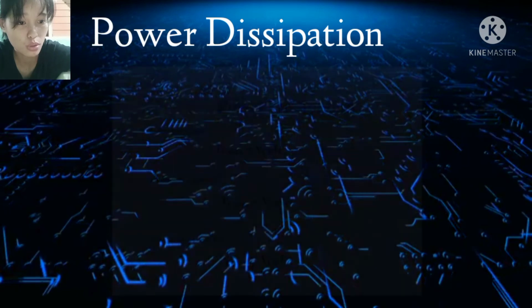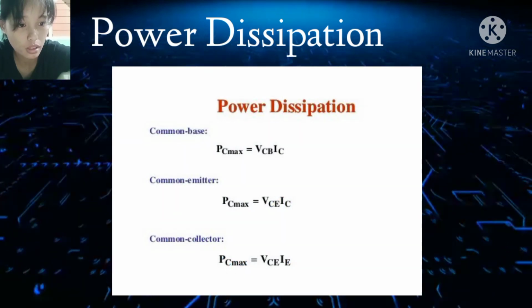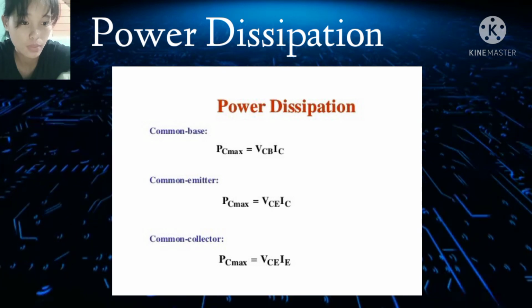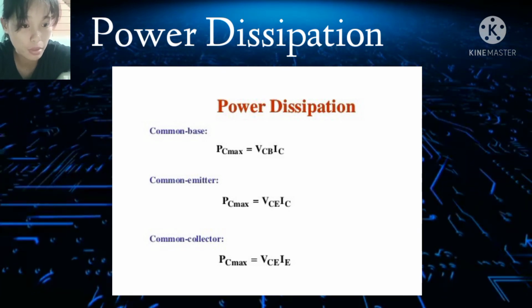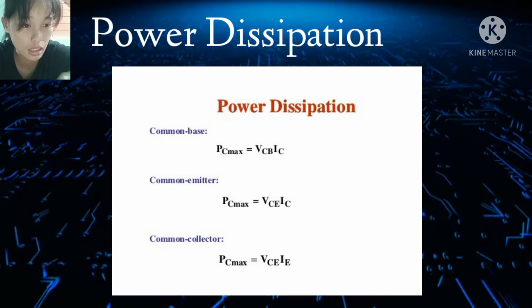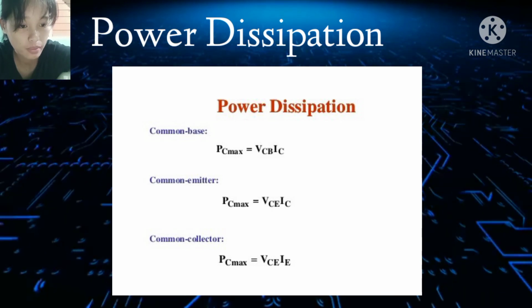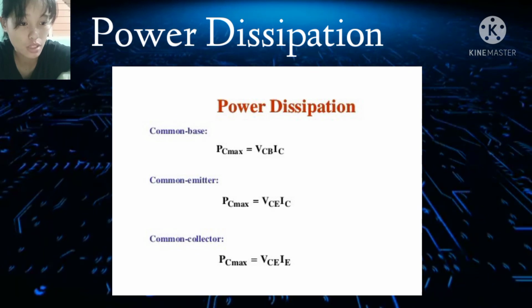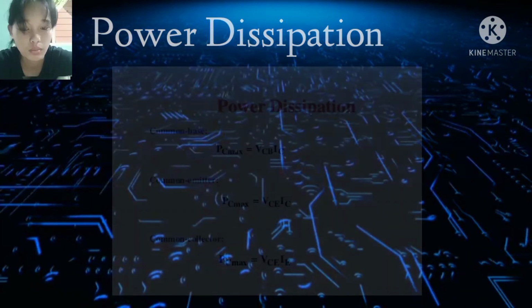Power dissipation. For the common base, our Pmax is equal to VCB times the collector current. In common emitter naman, our Pmax is equal to VCE times the collector current. And for the common collector, our Pmax is equal to VCE times the emitter current.